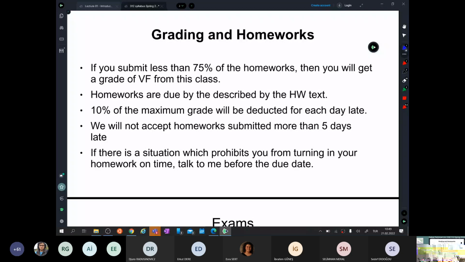If you are 1 day late, by 1 day late, I mean usually our deadline is midnight. If you are 1 minute late, that means you are 1 day late. After 1 day, your homework will be graded over 90, not 100, and then 80, and then 70. So it will go like that. We will not accept homework submitted more than 5 days late.